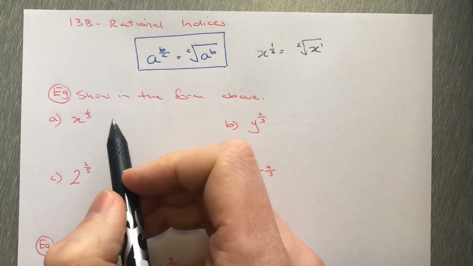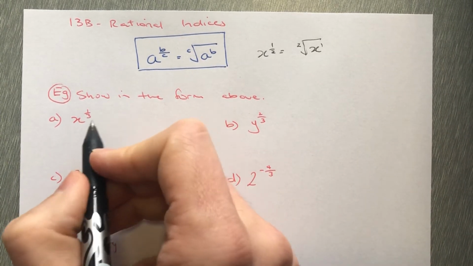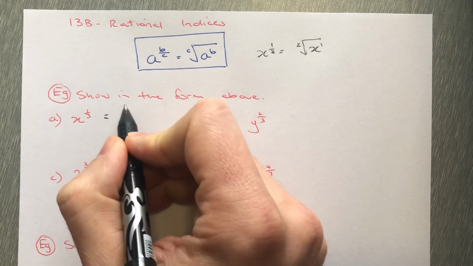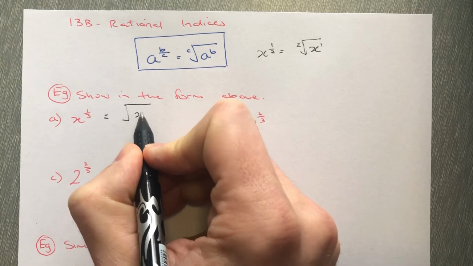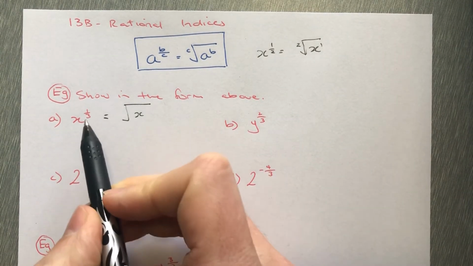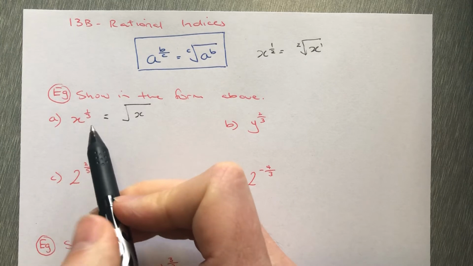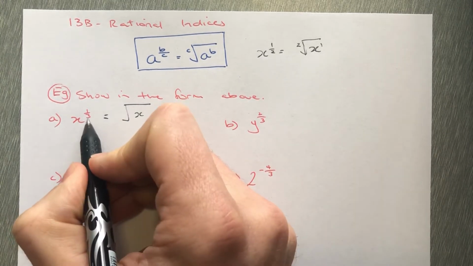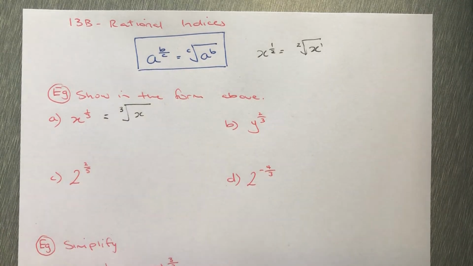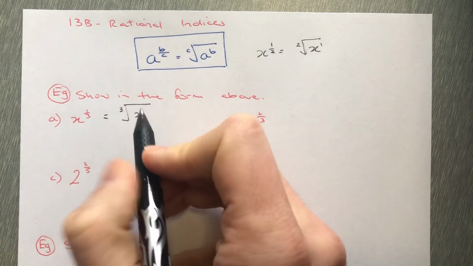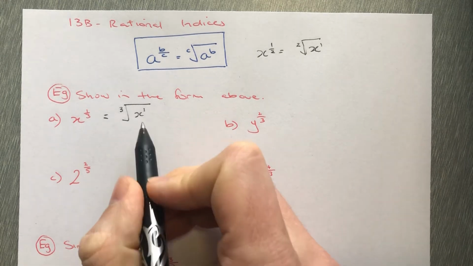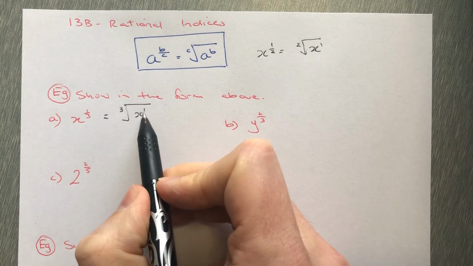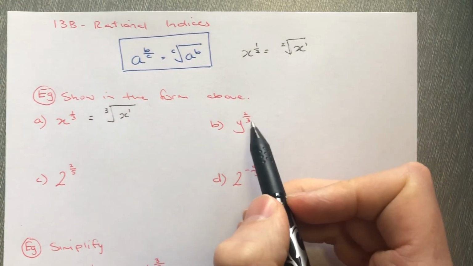If we look at this example, we want to change this into root form. So we're going to have our root there, and it's going to be x. Whatever is down the bottom of your fraction, that's the sort of root it is. We've got a 3, so it's a cube root, and the 1 there is the power. So this just means the cube root of x. Again, you don't need to write that 1 there. Let's move on to the next one, b.